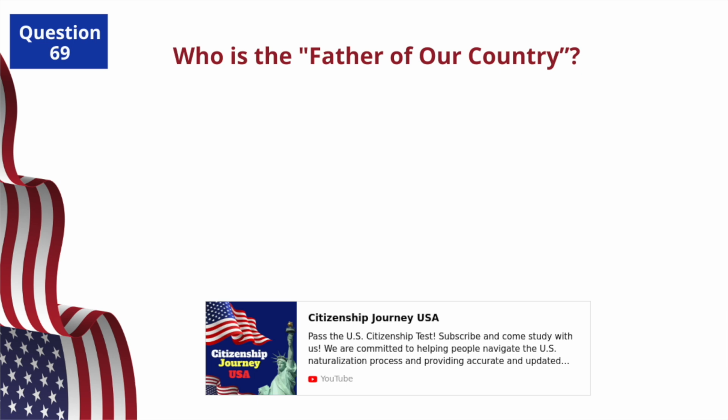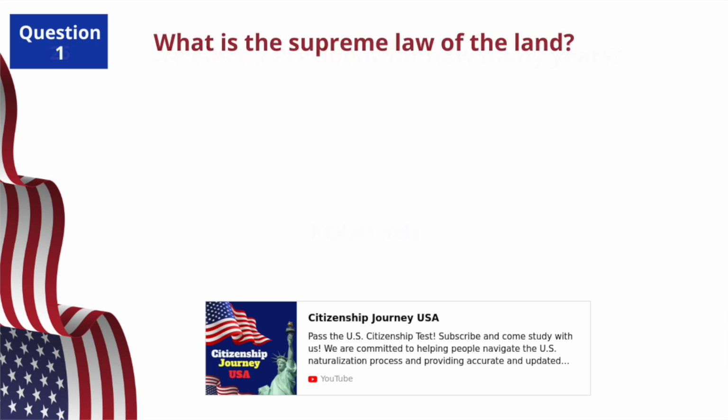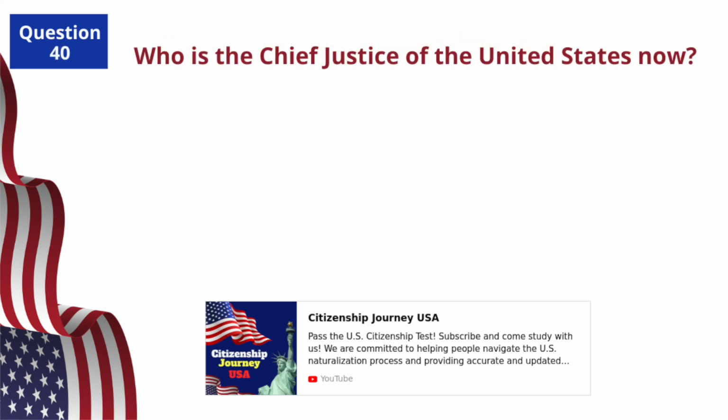Who is the father of our country? George Washington. We elect a president for how many years? 4. What is the supreme law of the land? The Constitution. Who is the Chief Justice of the United States now? John Roberts.